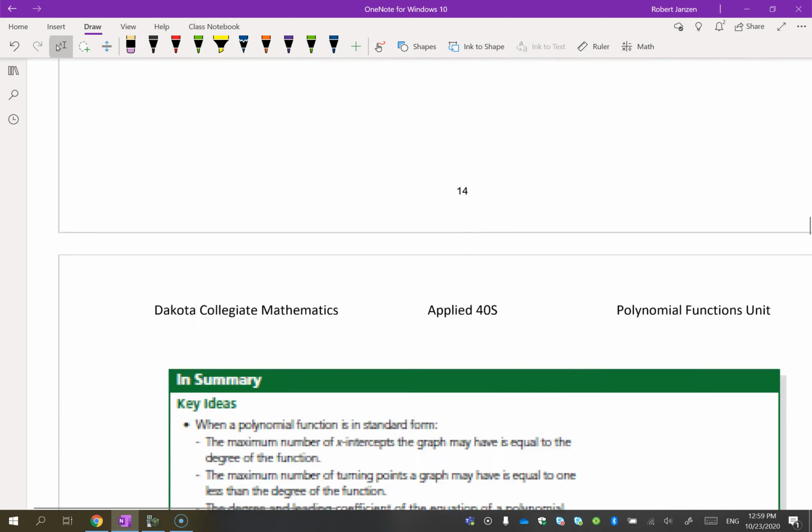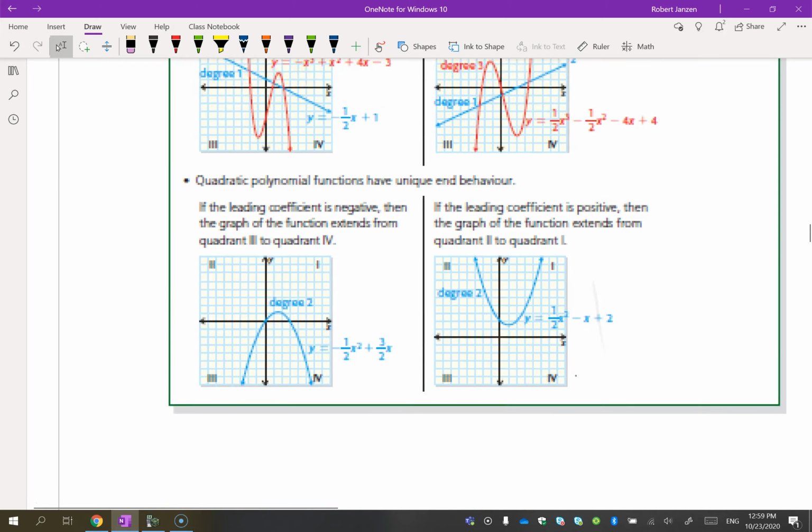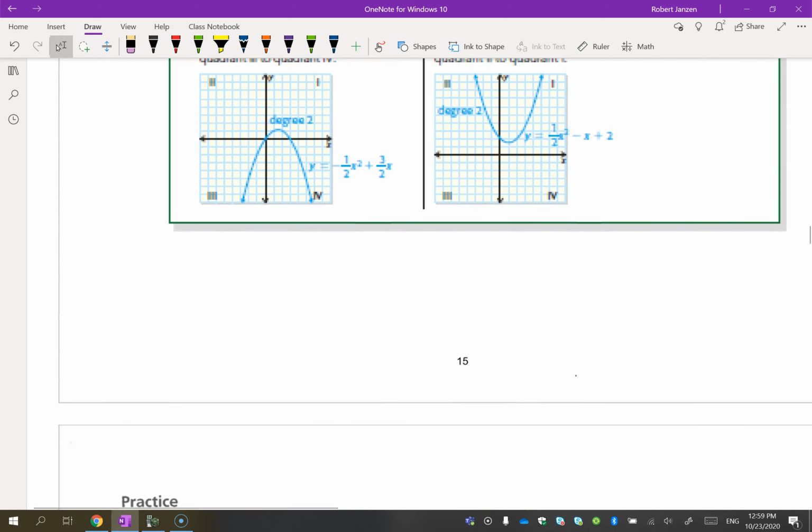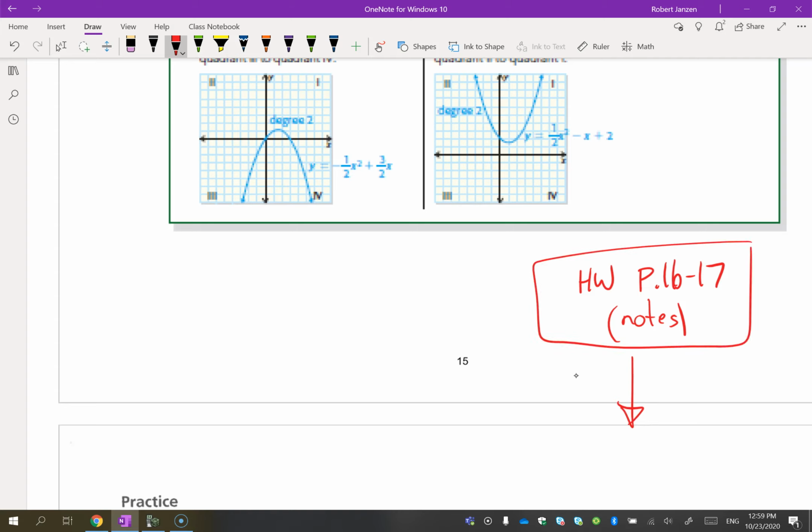All right. So I have another summary here. You should go through this. This is kind of clarifying everything that we did. What I would like you to do for homework is the next 2 pages in the notes. Okay, so this is just the next 2 coming up right here. All right, that's homework for this lesson.